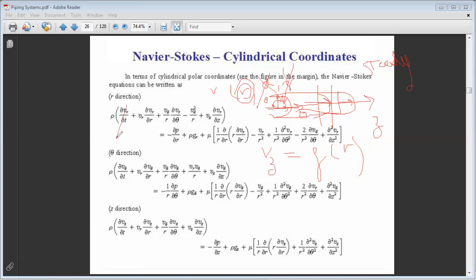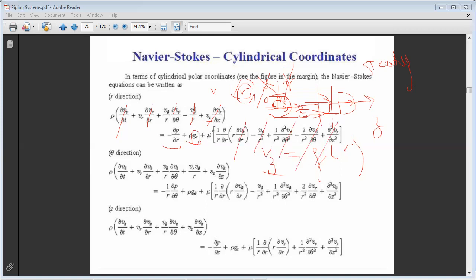So del vr by del t is 0. And we only have v along z, so vr and v theta go away. Here there is only vz; the second term is del vr over del z, and there is no vr, so this term cancels out. Now for the right hand side: minus del p by del r plus rho gr, where gr is the component of gravity along ur. We will leave these terms because we don't know yet if they are zero or not, so we analyze them. For this term, del vr is 0, and the theta terms are also 0, so nothing remains.